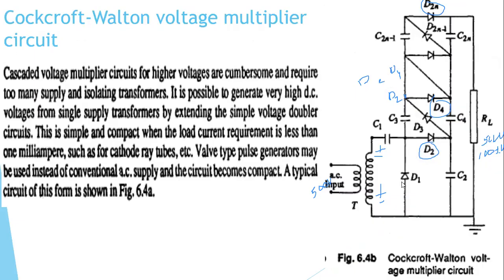For an individual unit, we can only get 2 Vmax. This is the same as in the previous class, in the single circuit, and the last class operation.